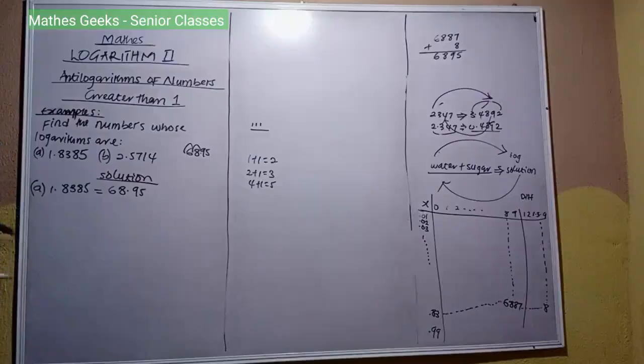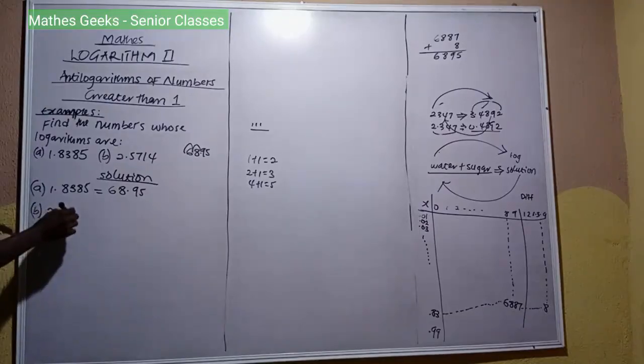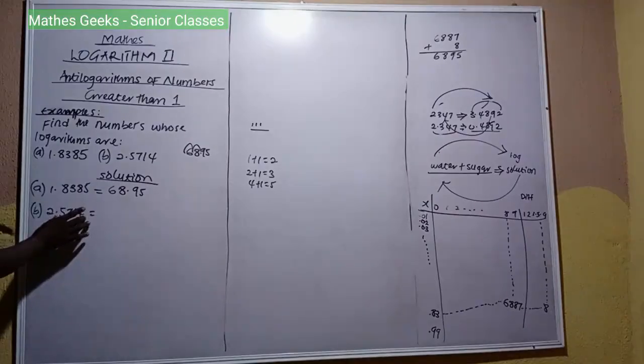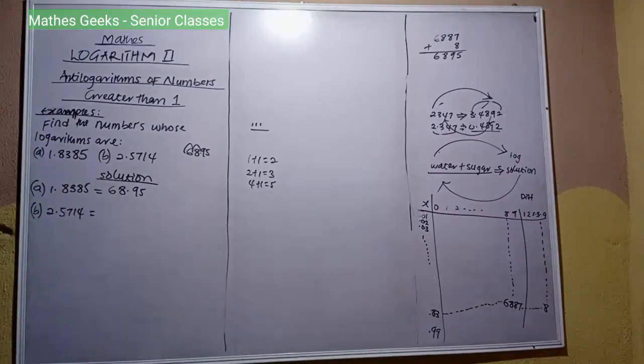So let's look at B. B is 2.5714. So we don't have anything to do with the characteristic yet, this integer part, until we're able to get the value of this from our anti-log table. So what we do is take 0.57. Always make use of the first 2 digits. So go to 0.57.